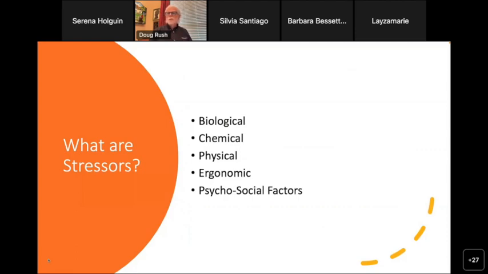Some of the stressors that are associated with the ARECC process are biological: spiders, snakes, powder, who knows what is out there, plants, those kinds of things that can affect us. Chemicals, physical, ergonomic, and yes, psychosocial factors, workplace violence. This process can be used very easily in that whole part of the game.